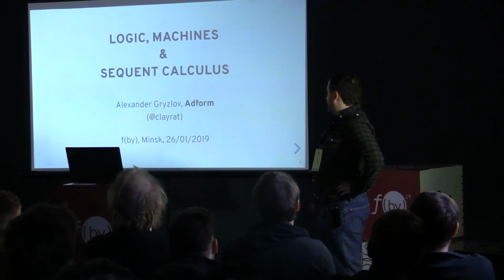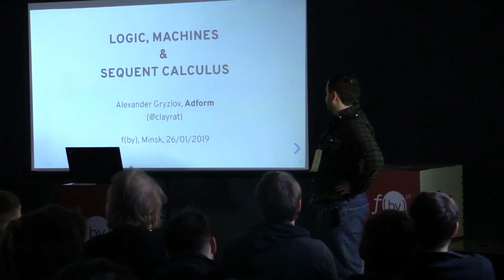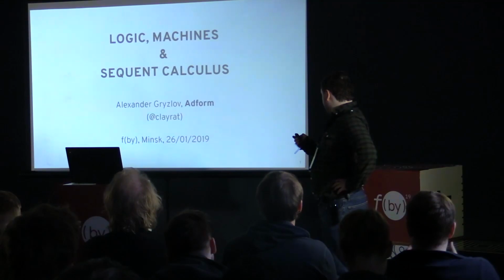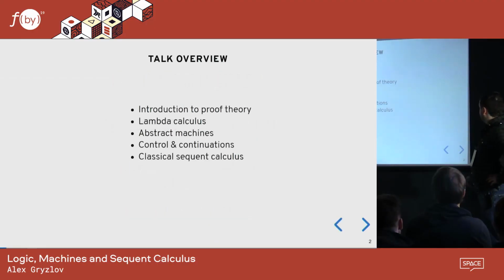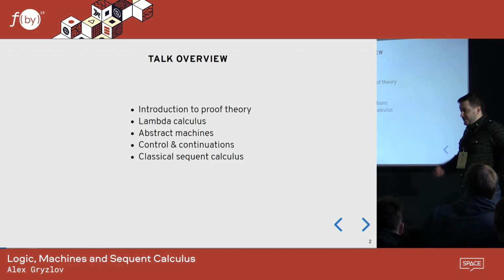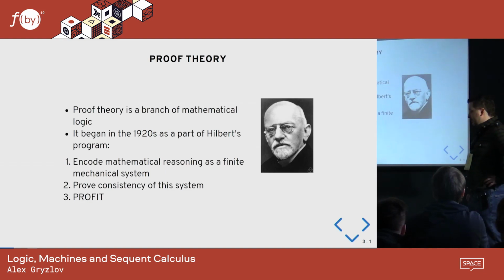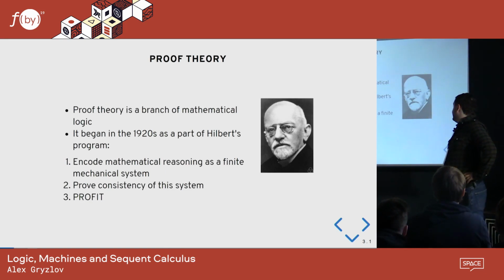So today I'm going to present this talk. It's going to feature some code in Idris. So let's go. There'll be roughly 5 parts to this talk: the intro to proof theory and logic in general, lambda calculus, abstract machines for lambda calculus, control, and sequent calculus, the namesake of the presentation. So let's get started with the first part.